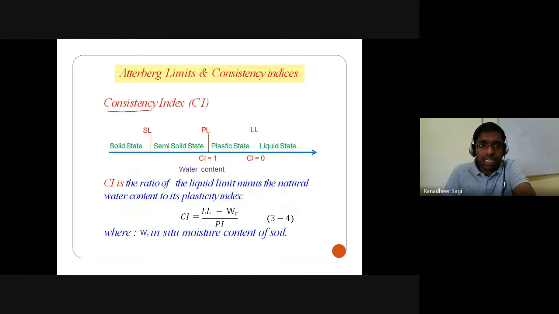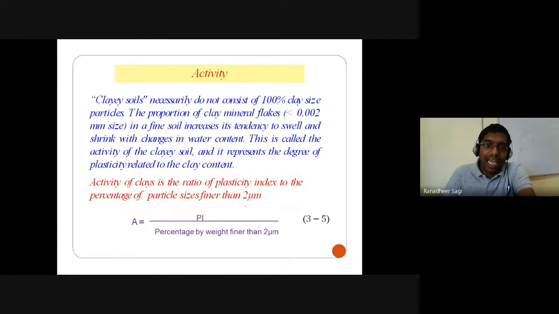Another term is the consistency index, which is represented as CI. It is defined as a ratio of differences in water contents. In the numerator, it is the difference between the liquid limit value of the soil and the field moisture content. So liquid limit minus the field moisture content, divided by the plasticity index. This ratio is what we call the consistency index value of your soil. Based on the consistency index value, once again, we can classify the condition of your soil, or the consistency of that particular soil, at what state that soil is existing.